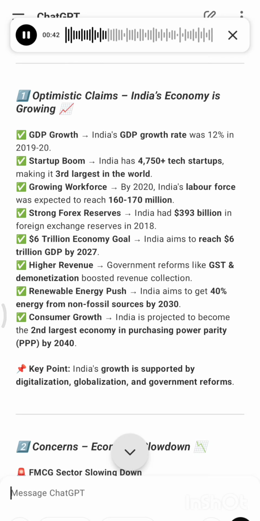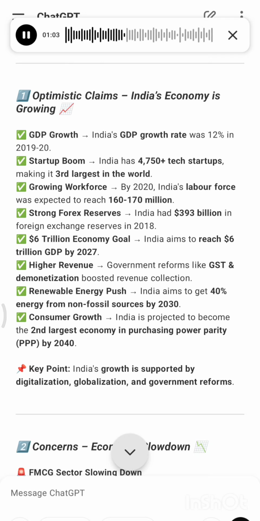Strong forex reserves: India had $393 billion in foreign exchange reserves in 2018. $6 trillion economy goal: India aims to reach $6 trillion GDP by 2027. Higher revenue: government reforms like GST and demonetization boosted revenue collection.